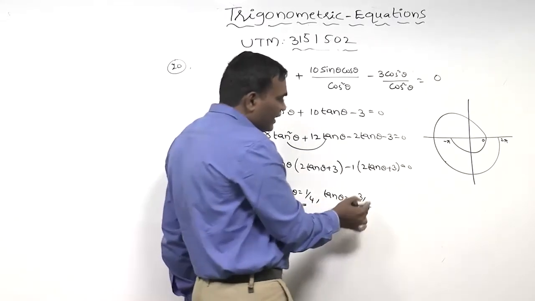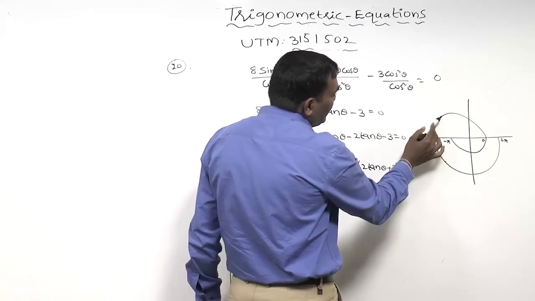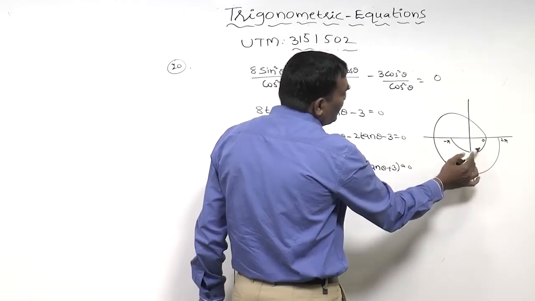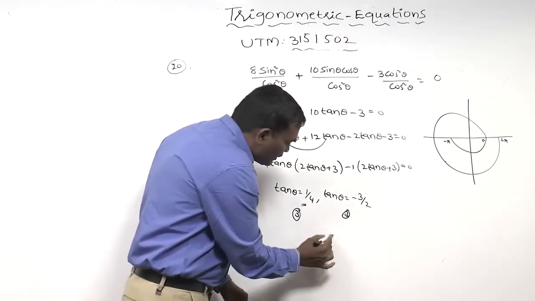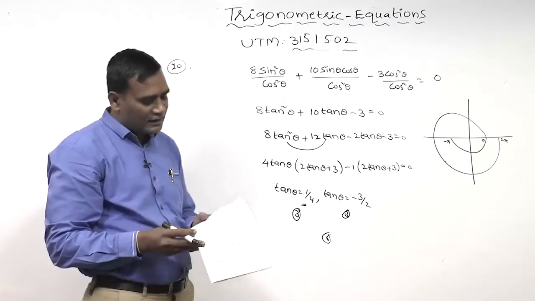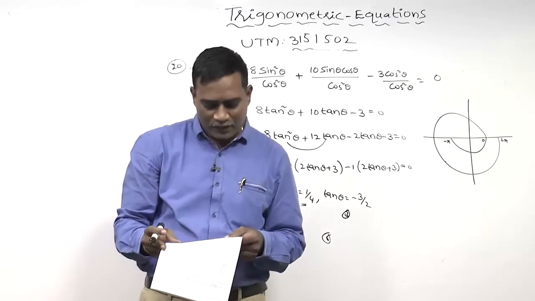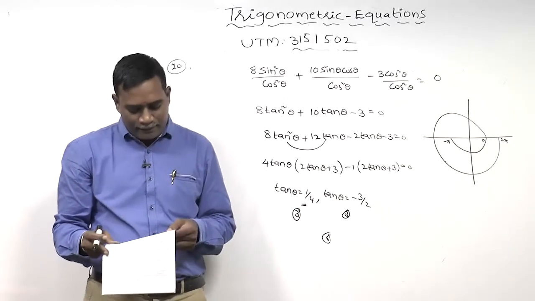Here tan theta negative. Tan theta is negative in second quadrant and fourth quadrant. Here 2 plus 1, 3. So 3 plus 3, number of solutions are 6. So answer B is the correct answer. Okay, next one, 21.